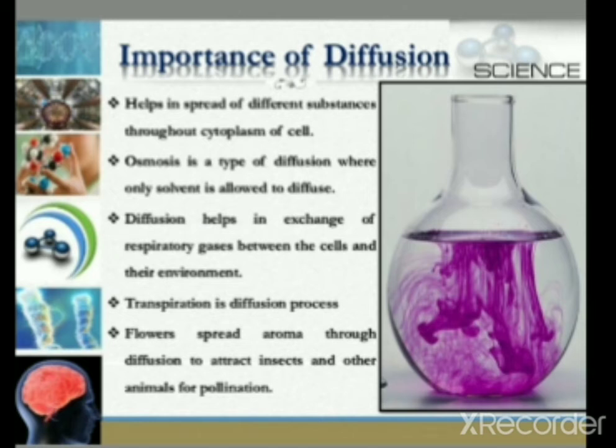So diffusion has a lot of applications. It helps in the spread of different substances through the cytoplasm of the cell. Osmosis is a type of diffusion. Diffusion helps in exchange of respiratory gases between the cells and their environment. Transpiration is a diffusion process. Flowers spread aroma through diffusion to attract insects and other animals for pollination. So these are a few importance or applications of diffusion.